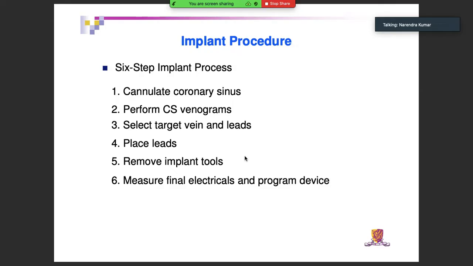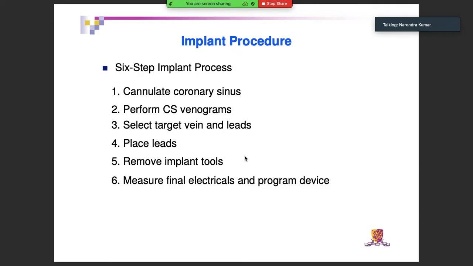Today we will also speak about what goes in whenever device implantation is being scheduled. It is actually a six-step process. The first thing is to try to cannulate the coronary sinus. Before that, you can plan for a coronary sinus venogram. And then you also have to target a vein. I'll try to share some of those criteria as well.